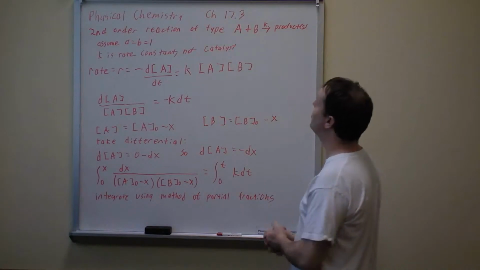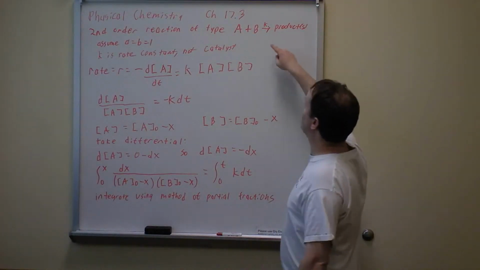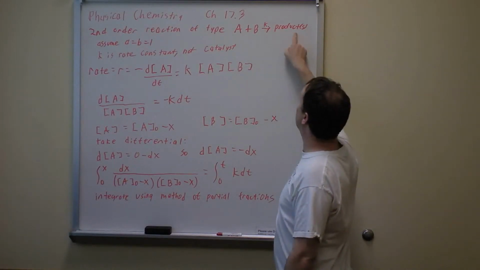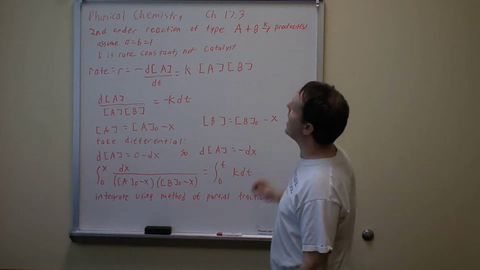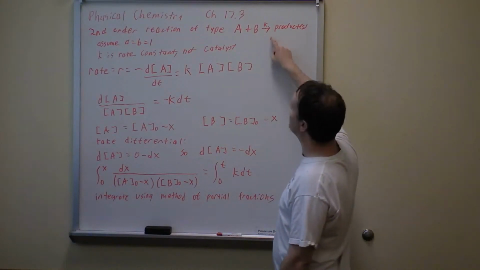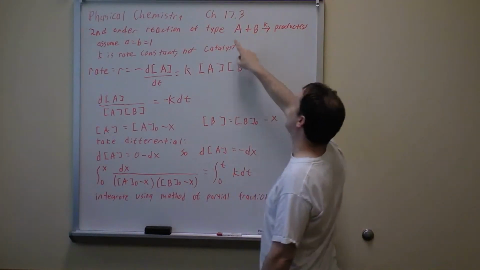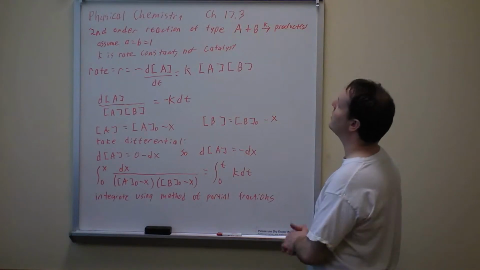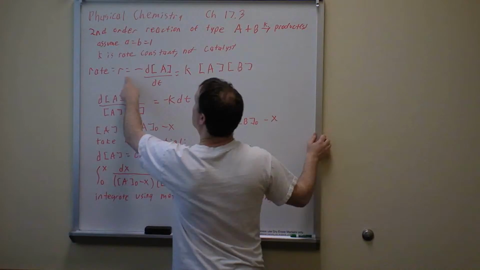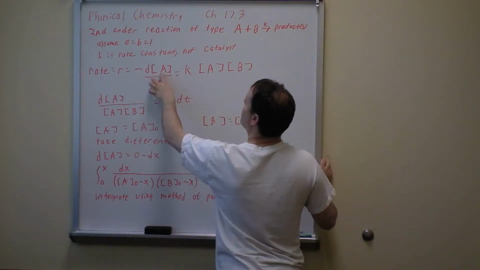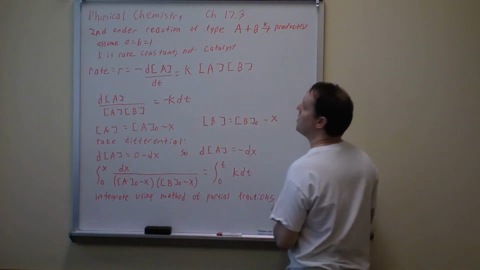Alright, continuing on physical chemistry, chapter 17, section 3. Now we're talking about a second order reaction of the type where you have A plus B going to products. Remember this k up here is not a catalyst, that's the rate constant for this reaction. We're going to assume that lowercase a and lowercase b, or nu 1 and nu 2, the stoichiometric coefficients, are equal to 1 for now. Now, the rate, R, is going to be equal to minus the differential of A, the concentration of substance A, divided by the differential of t.